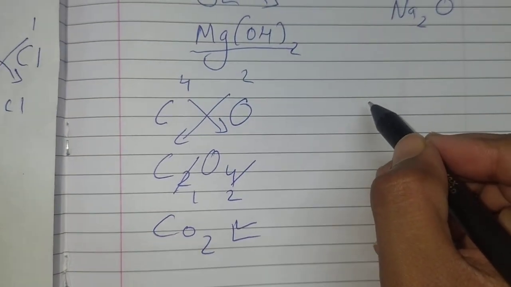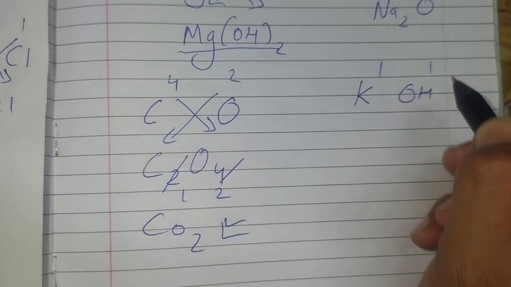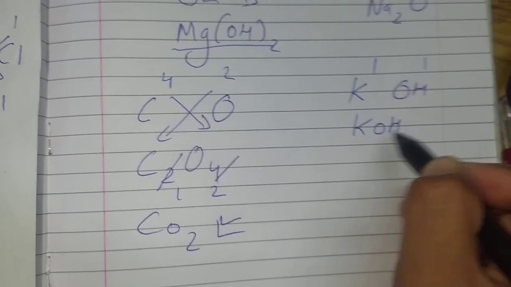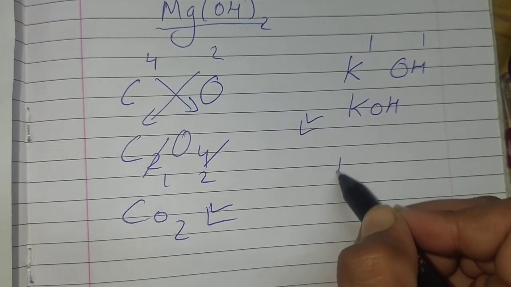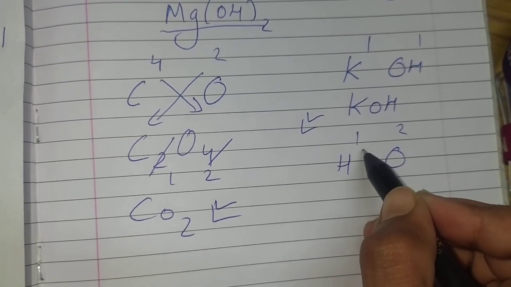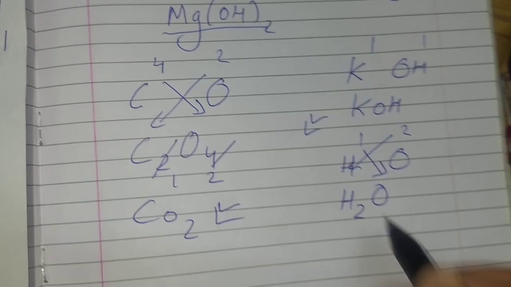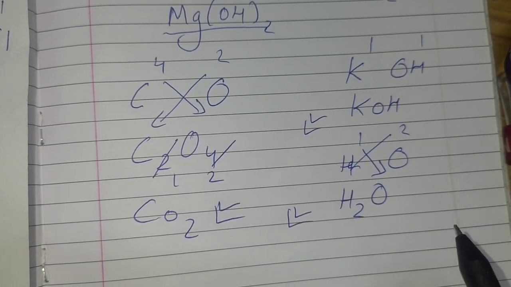Next, you have potassium hydroxide. Potassium is 1, hydroxide is also 1. So KOH will be the answer. The last one, you have water. Water has hydrogen and oxygen present in it. Crossing the valencies, H2O will be the answer.